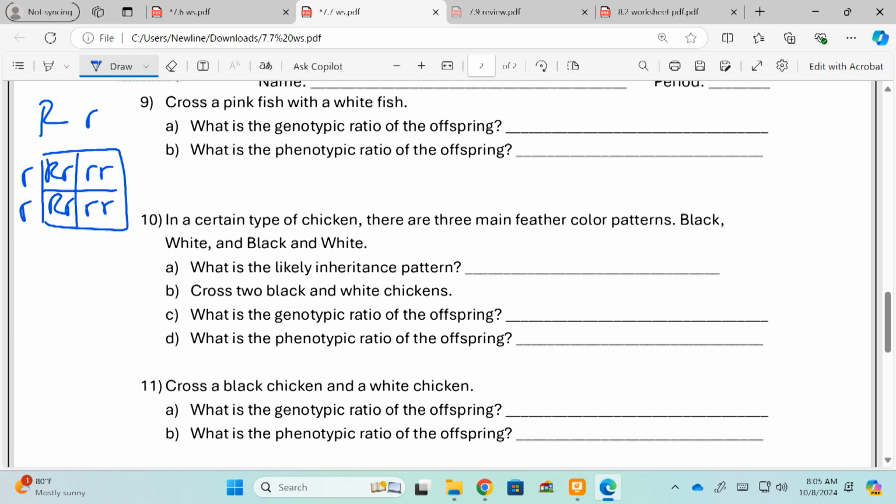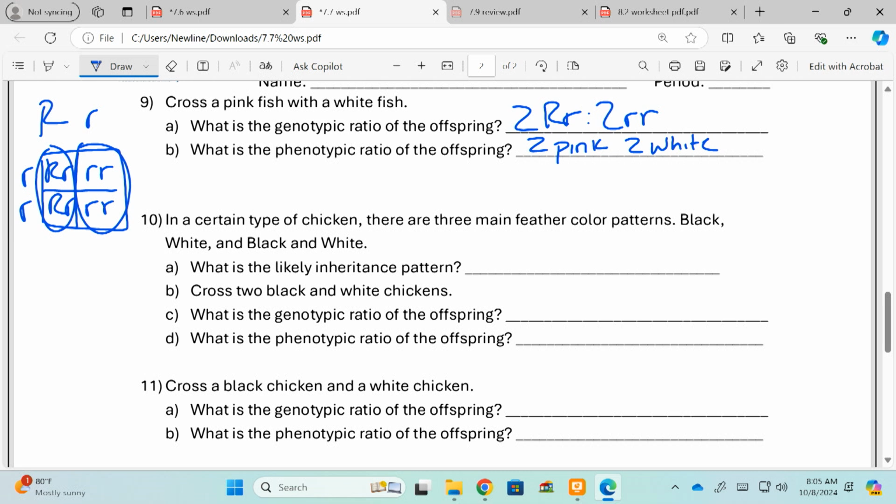Okay, what is the genotypic ratio? Well, I see 2 of those and 2 of those. Okay, and then what is the phenotypic ratio? Well, these would be 2 pink, and these would be 2 white. Okay, great job. All right, so let's move on to 10.